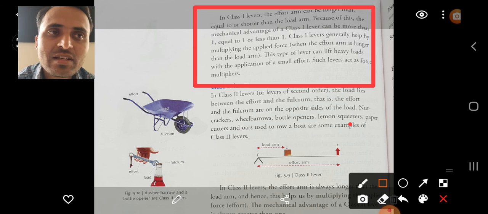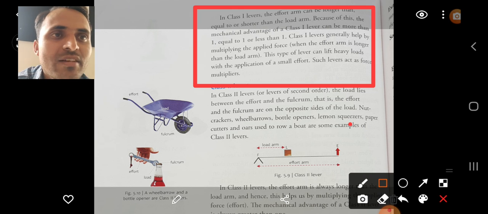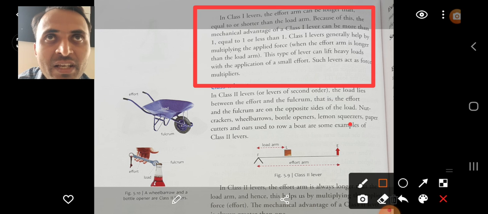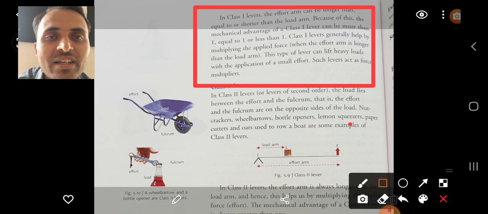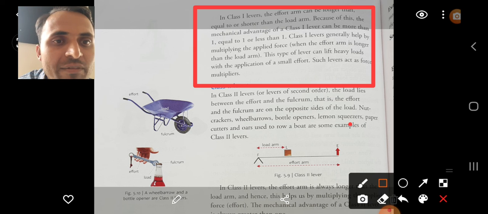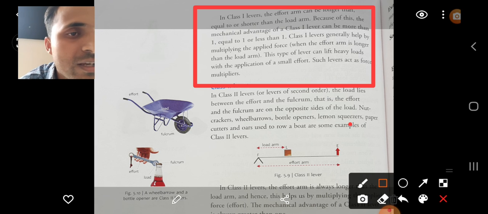So class 1 levers generally help by multiplying the applied force. So it is also called a force multiplier. Okay, so the bottle opener is a force multiplier machine, and class 1 levers also act as force multipliers. Okay, so a class 1 lever can lift heavy loads with the application of small efforts. So this is all about the class 1 lever.